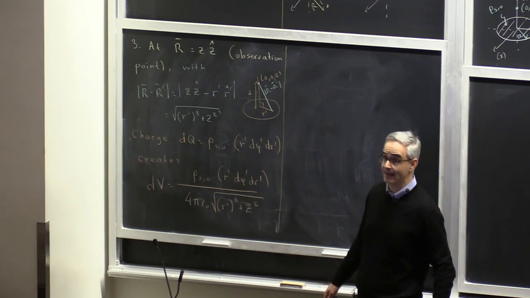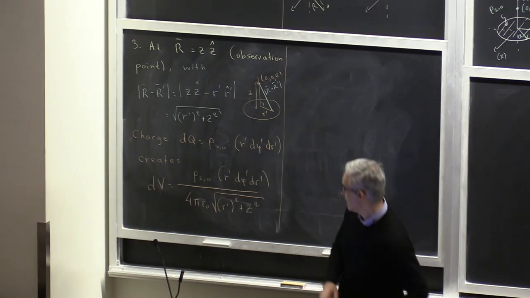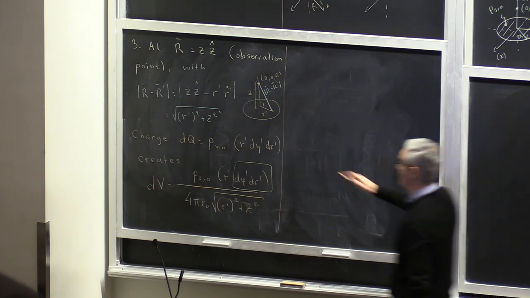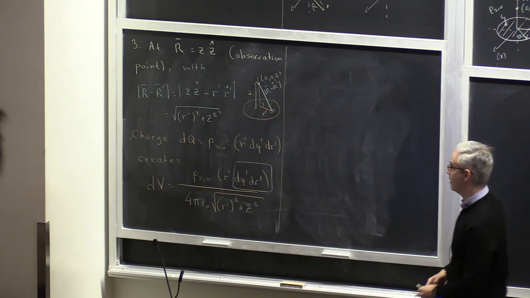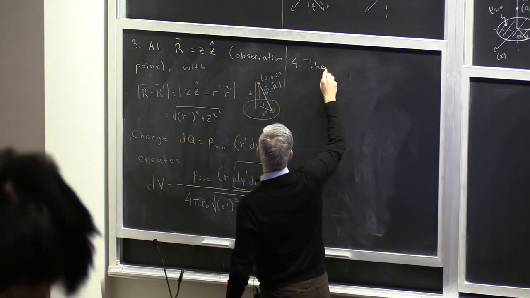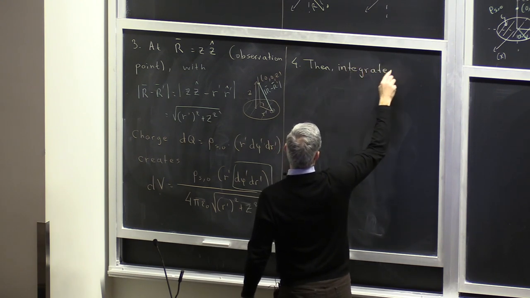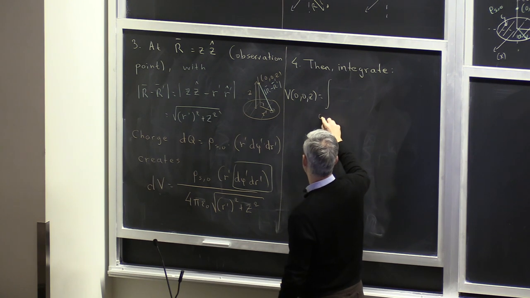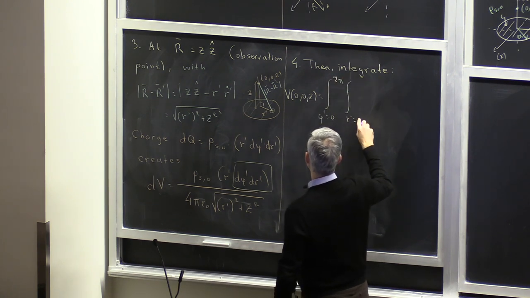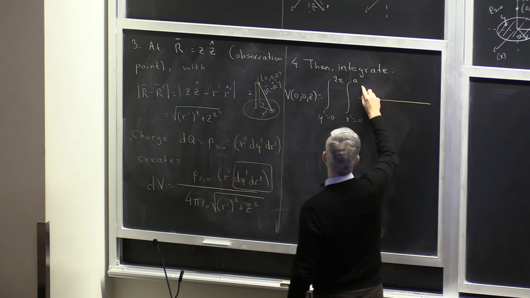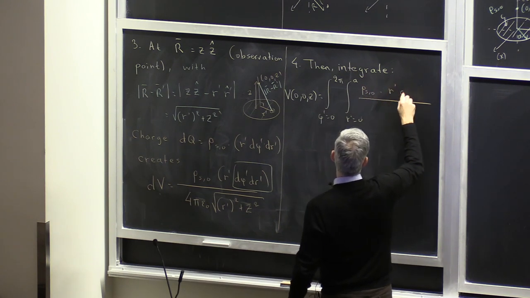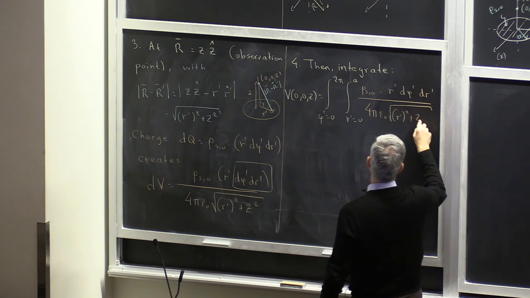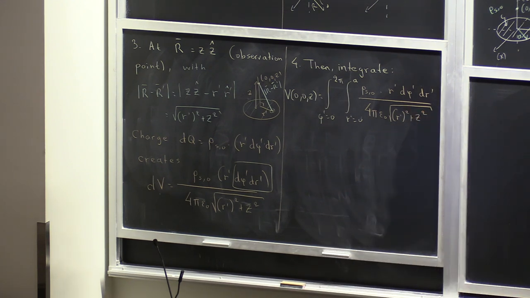Okay, so fourth step is now I integrate throughout the distribution. These elements here show me where I should take the integration. It should be along phi and along r, so I have to basically scan the disk. So this point has to move all around the disk in order to find the total potential. So you see I have to integrate phi prime from 0 to 2 pi, r prime from 0 to a, so this is it.